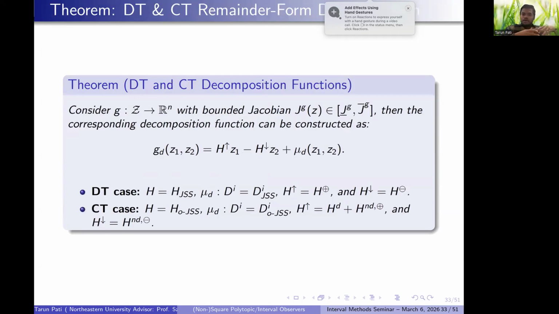Now, as I've said, if we can divide a function g into its linear and nonlinear components, then by individually bounding these components, we can construct a corresponding decomposition function for the original function g. So these first two terms bound the linear part of the function, and this decomposition function mu d is used to bound the nonlinear component.